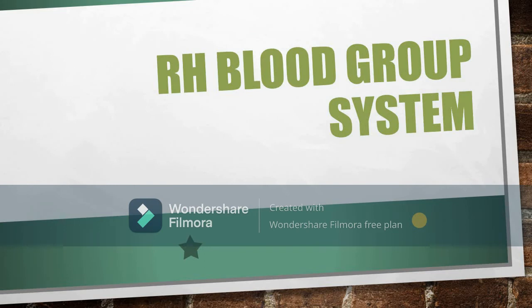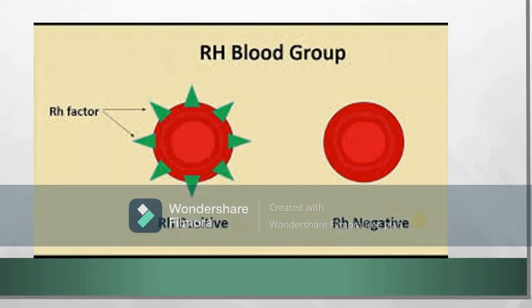The other one is the RH blood group system. The RH blood group system was actually discovered by Karl Landsteiner.